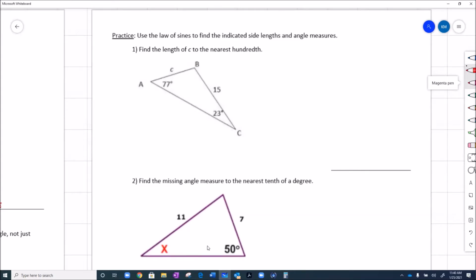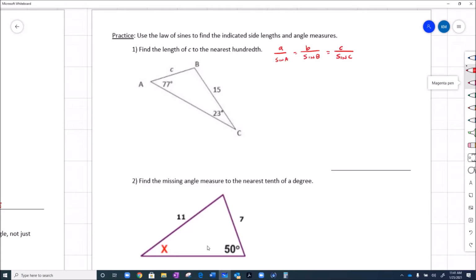It says use the law of sines to find the indicated side lengths and angle measures. Okay, find the length of c to the nearest hundredth. All right, so like I said, for law of sines, what we need to have is a completed ratio. We need to have a completed ratio of a side and its opposite angle. If we have that, even just once, we can find all the missing information in the triangle.